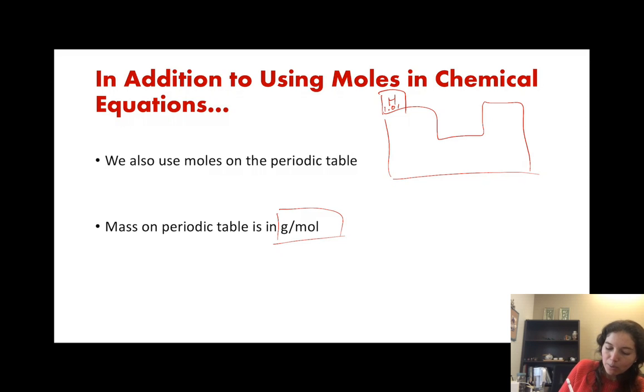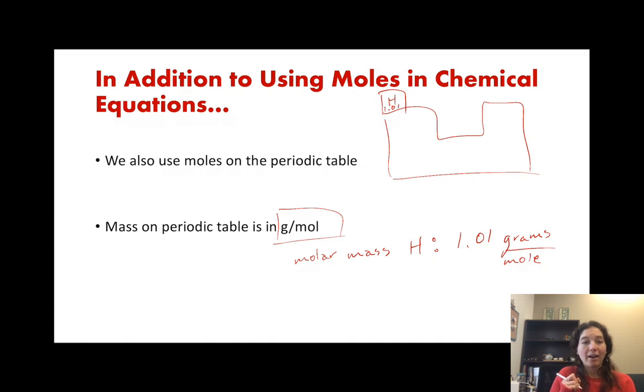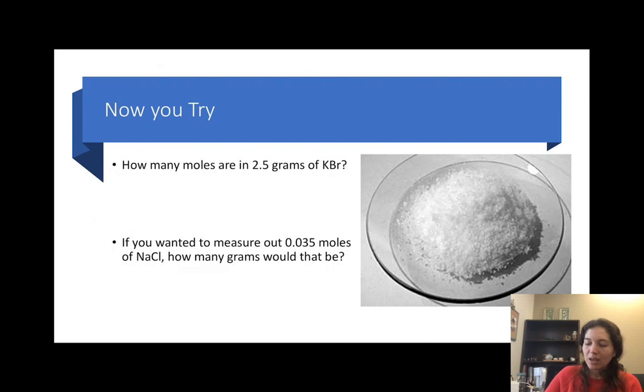The unit on things on the periodic table is grams per mole. So the molar mass of hydrogen is 1.01 grams per every mole of hydrogen that you have. This number is really handy when we are needing to convert from grams to moles and back and forth. So let's use this relationship in order to try this example problem.